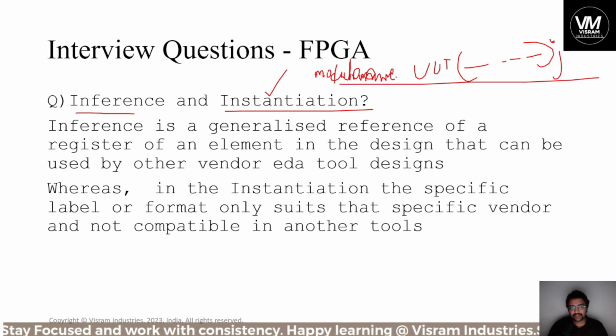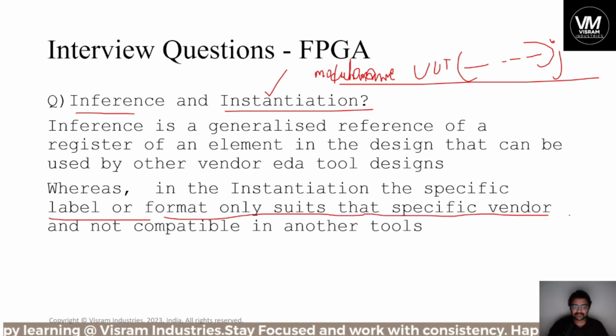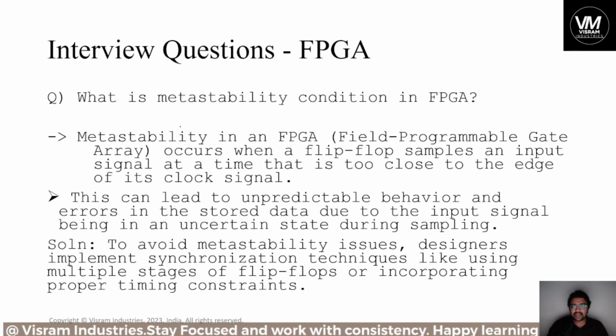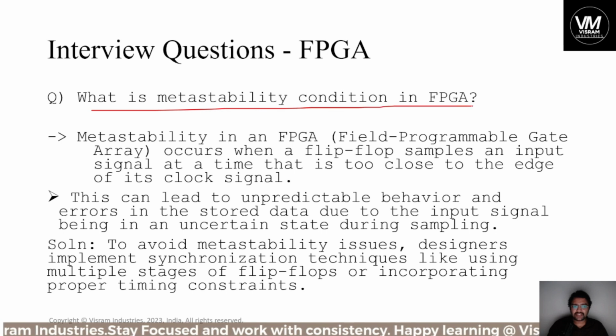This is only used in the same vendor EDA tools, so that you understand that the design and test bench are interrelated, and the test bench is simulating the verification for the design. Whereas in instantiation, a specific label or format only suits the specific vendor and is not compatible with other tools. A simple example. And coming to the next question, what is metastability condition in FPGA?